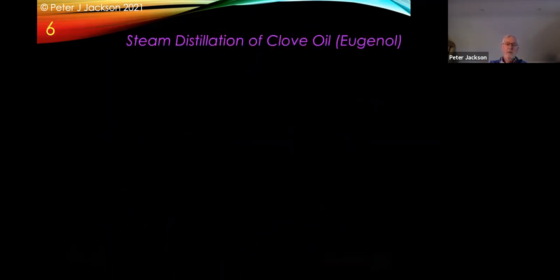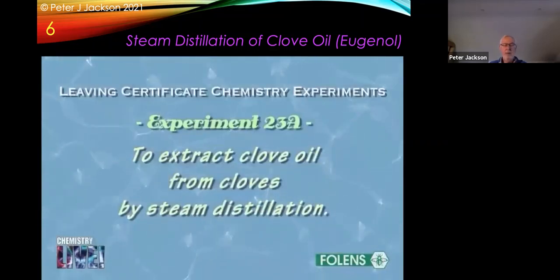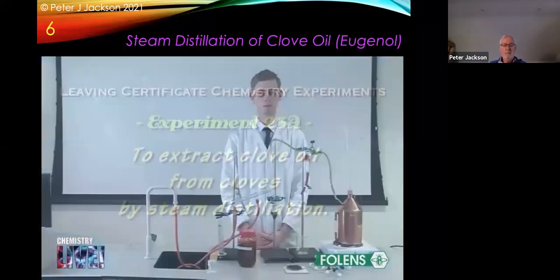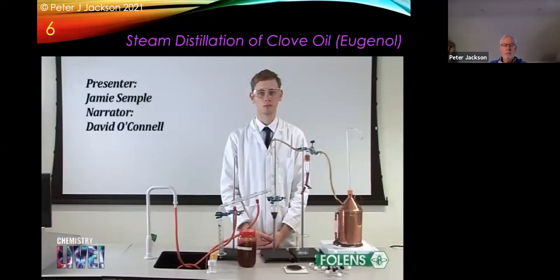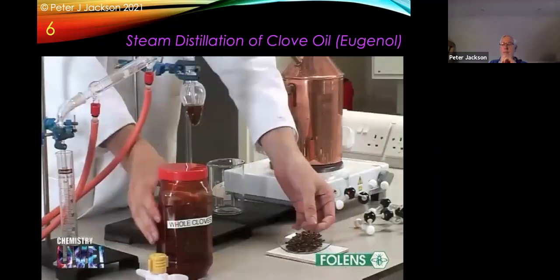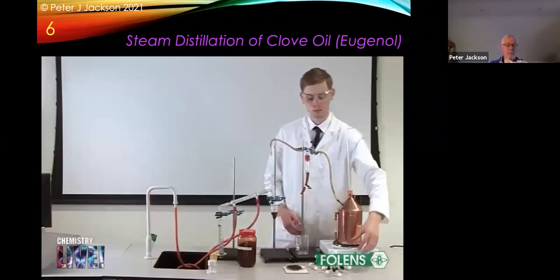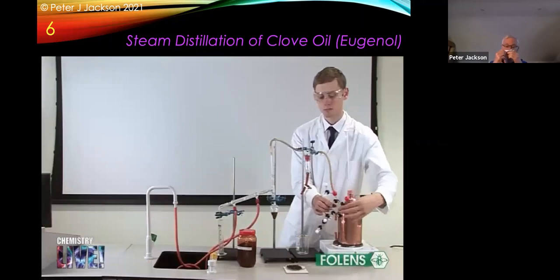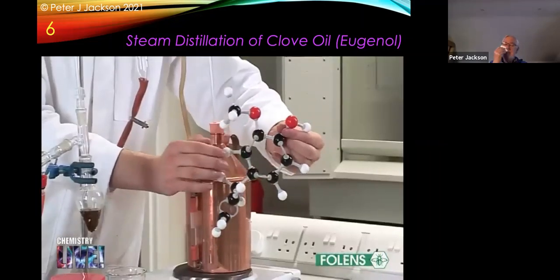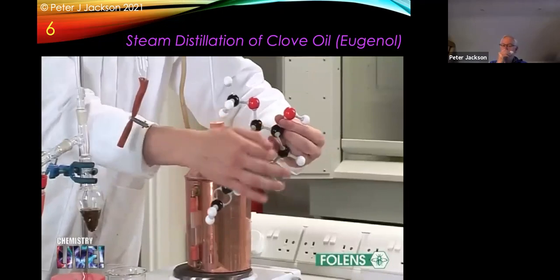All right, now steam distillation of clove oil. Let's have a look at this. Again, the apparatus used here is a bit fancier than most places would have. They use a copper steam generator. Experiment. To extract clove oil from cloves by steam distillation. In this experiment, steam distillation is used to extract clove oil from cloves. The main constituent of the oil found in cloves is a substance called eugenol. This is an aromatic compound containing a benzene ring.